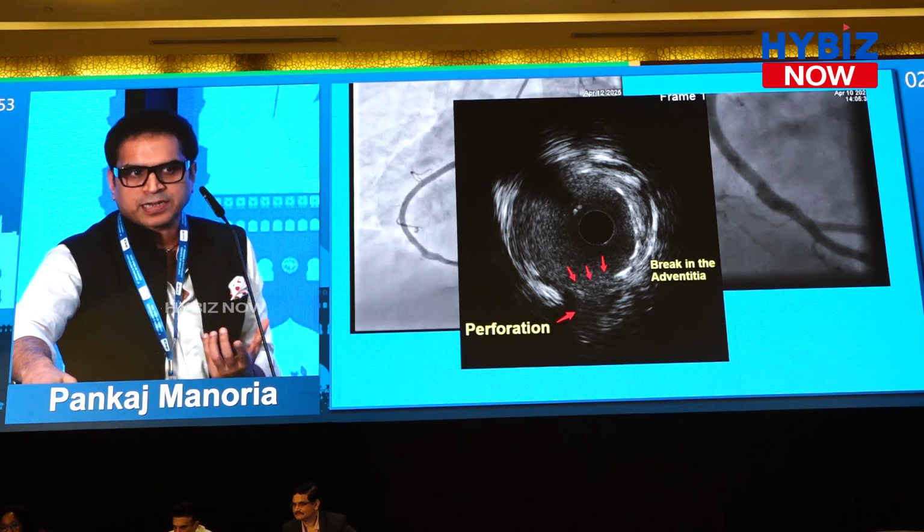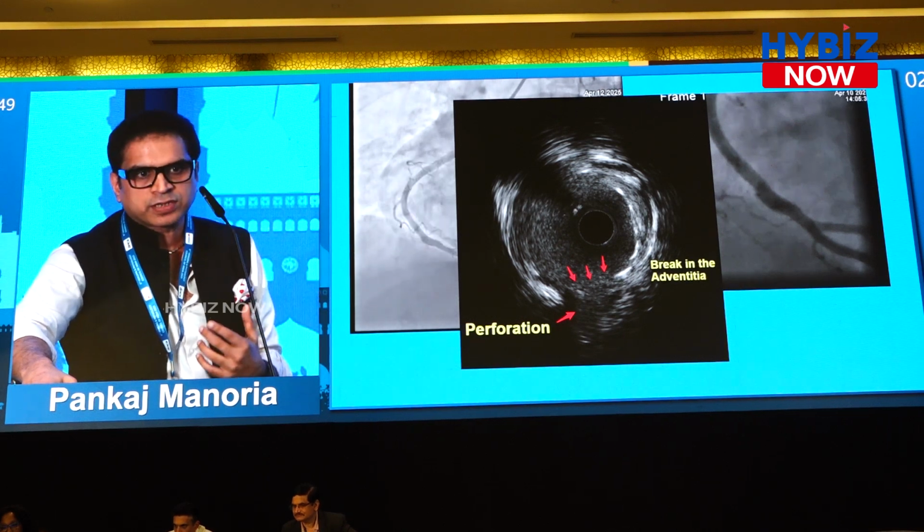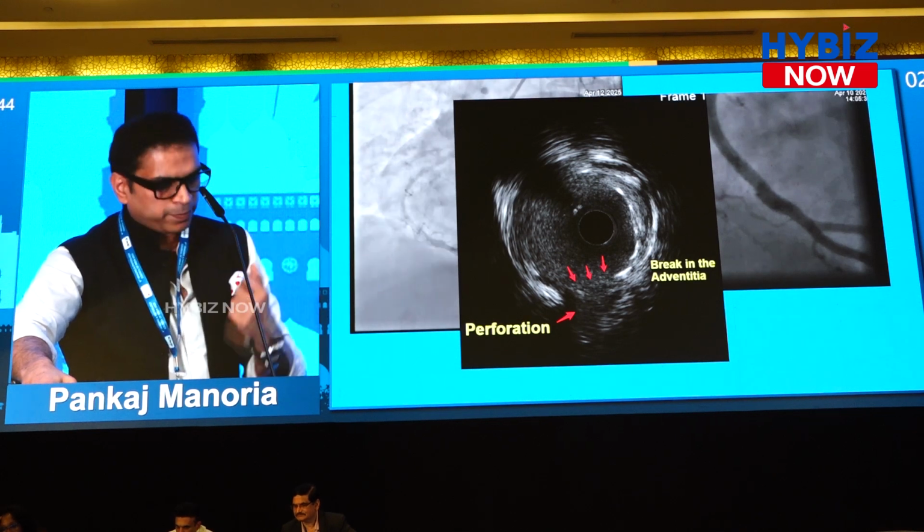So this can be easily picked up on IVUS. You see the break in the media. You can see the break in the adventitia, and this collection has formed an outpouching, which is contained by the pericardium.